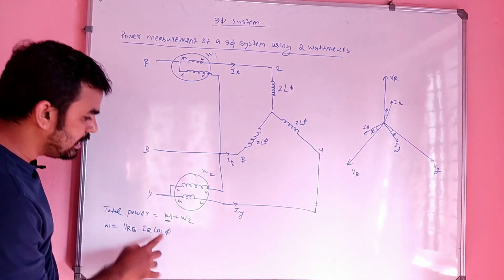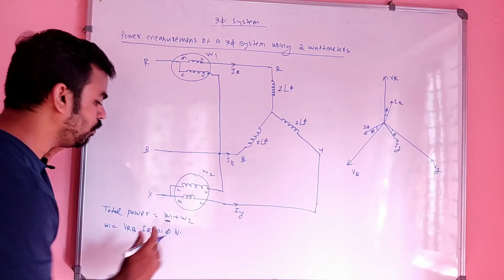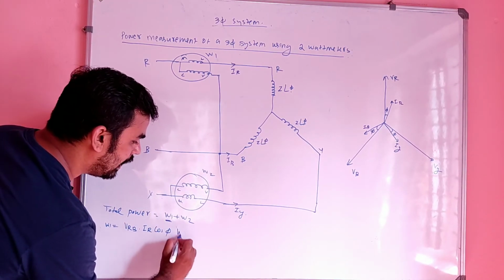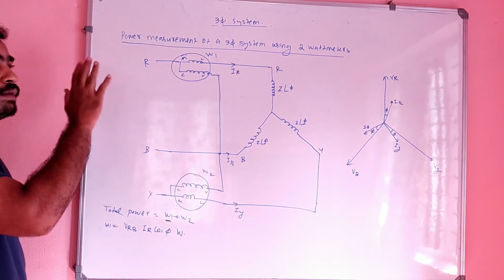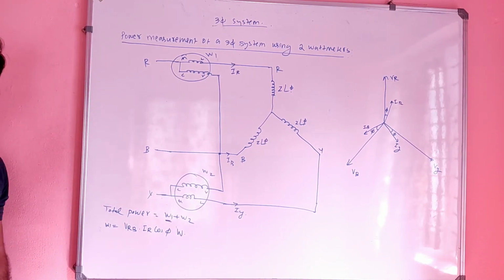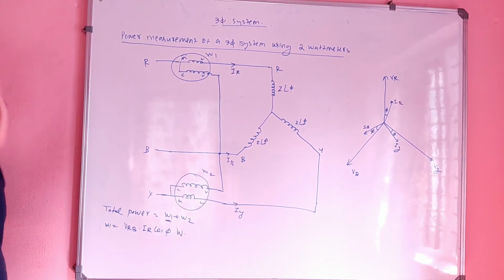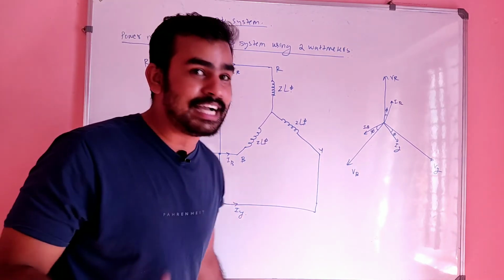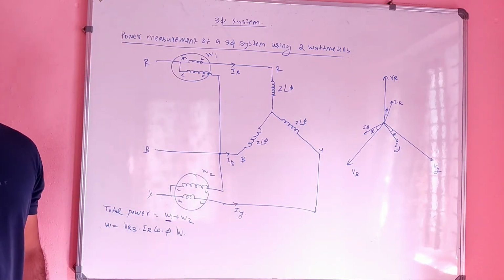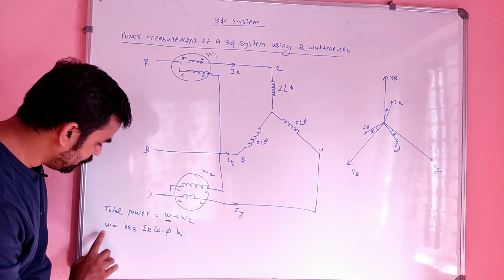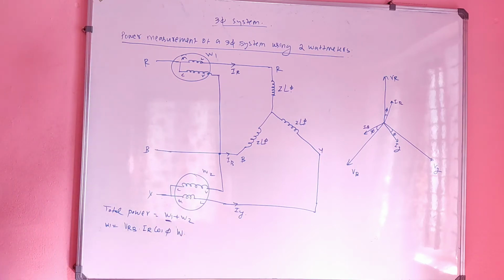So VRB into IR cos phi, that much watts will be the active power, that is W1. And one more thing, beta, a wattmeter always measures the average power, and that is the actual active power. The wattmeter always measures the active power, not the reactive power. Directly you can measure the active power with the wattmeter, not the reactive power. That also you have to note. So W1 will be equal to VRB into IR cos phi.